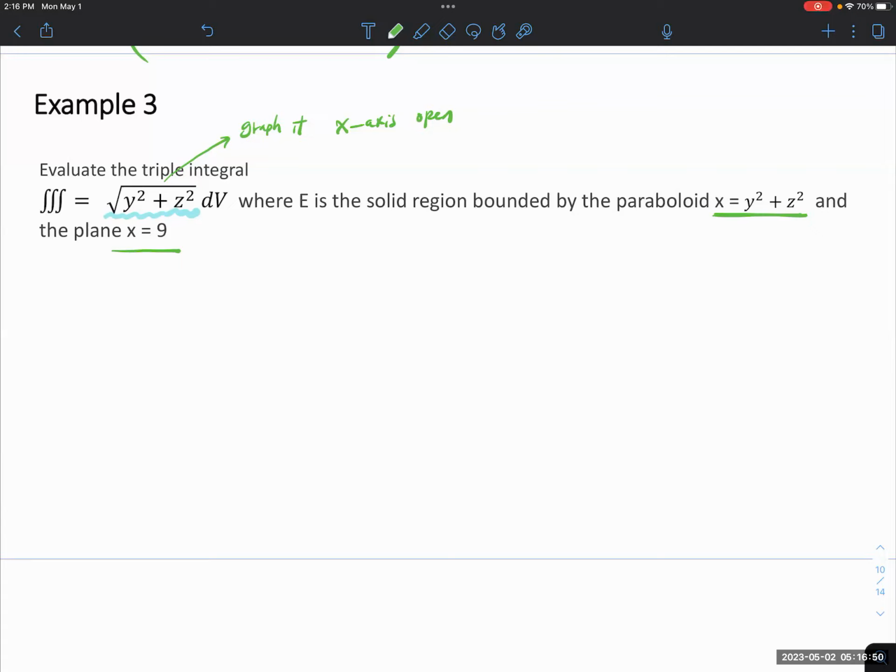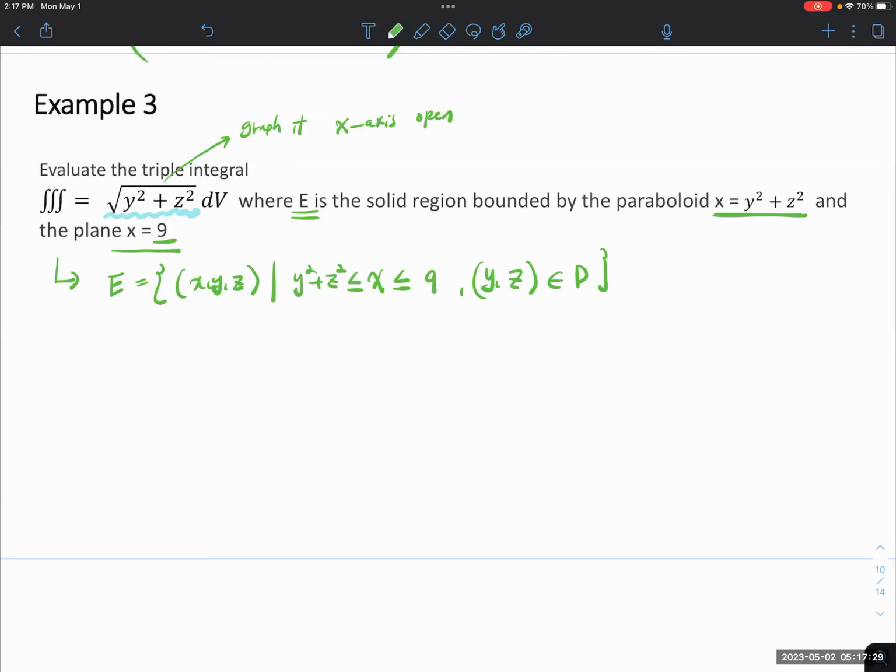This is a type 2. They already gave you the interval for x. So from here, I can find the range for x, y, z, such that x is between y squared plus z squared and 9. I don't know the other intervals for y and z yet. That's okay. This is a type 2, so we have to define them.